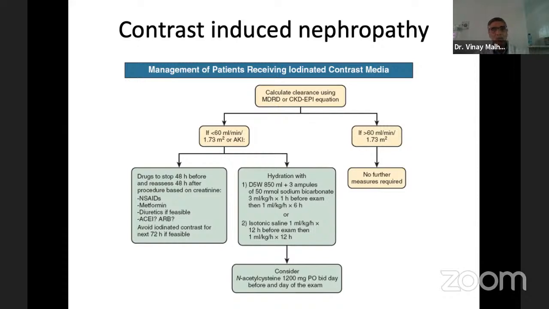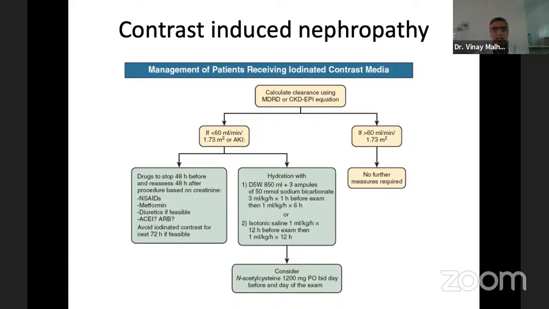Then how to prepare these patients for contrast? Hydration is very important. How to hydrate these patients? You can use either isotonic saline or you can use sodium bicarbonate. If you are using isotonic saline, start in the dose of 1 ml per kg per hour, 12 hours before the procedure and continue for 12 hours after the procedure.